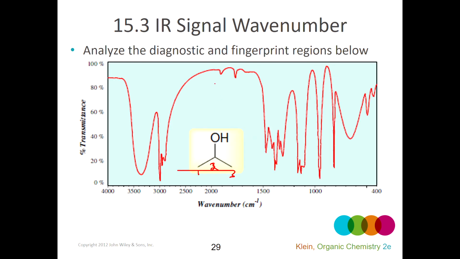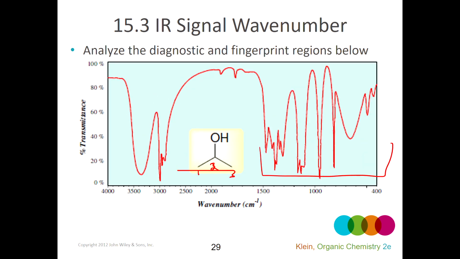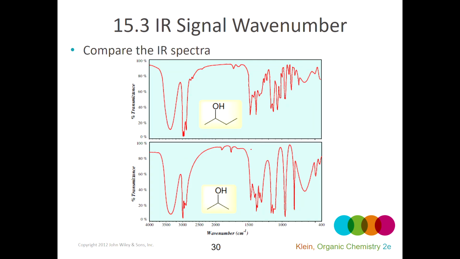And then I don't see anything in the diagnostic region for either one, but then they each give their own individual fingerprint region. And that looks kind of similar, but a little bit different. So there are definitely some differences. If I know what the fingerprint region should look like, I can match it up with one of these two and identify the substance. But overall, when two molecules have the same type of bonds, their IR spectra are going to look really similar. And so that's where we're seeing the limitations of IR.